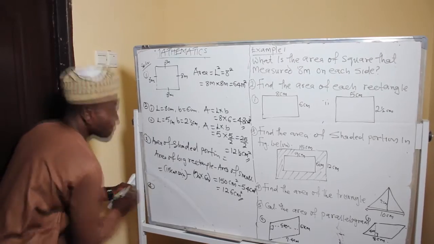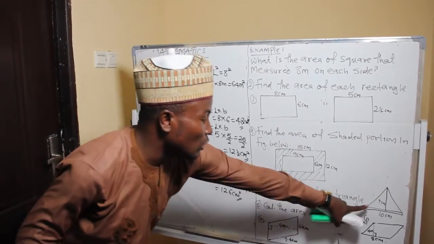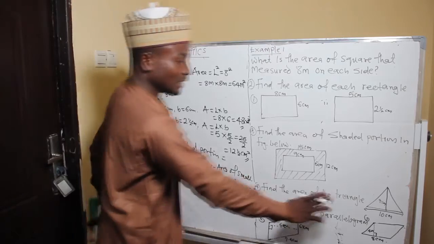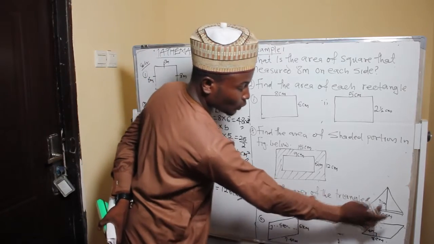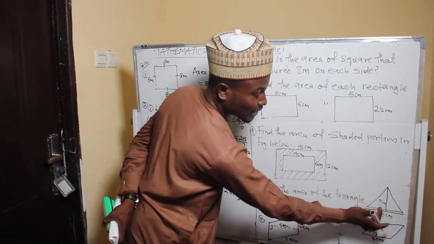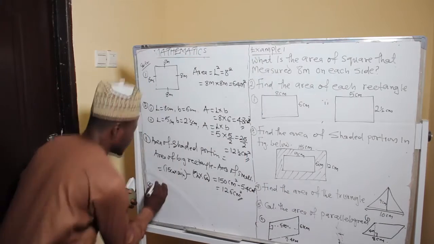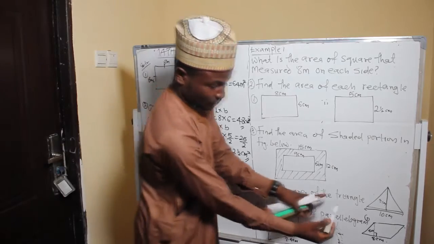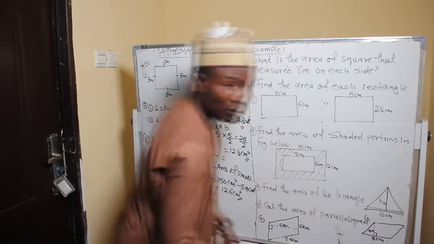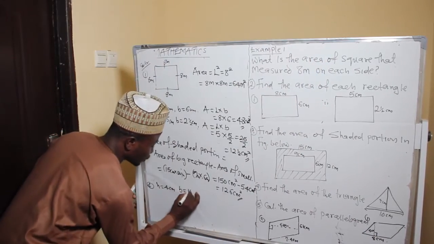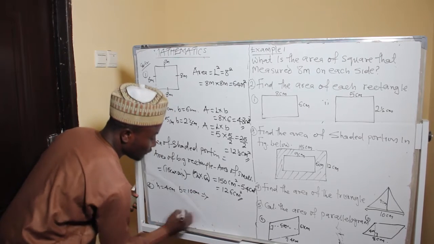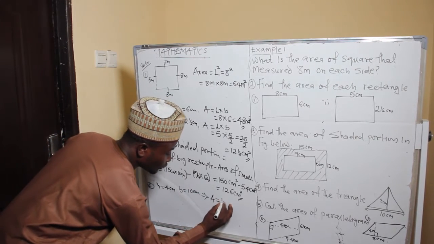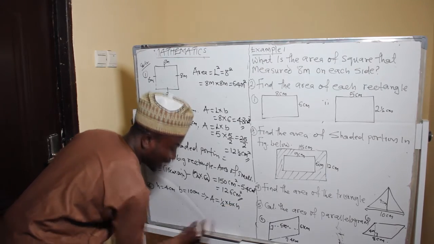Number 4, find the area of the triangle. Look at our triangle here. In this triangle, we have the height. The height is given as 4 centimeter. You can even write it: H is equal to 4 centimeter. And we have the base. The base is equal to 10 centimeter. Therefore, the area is equal to 1 over 2 times base times height, right?